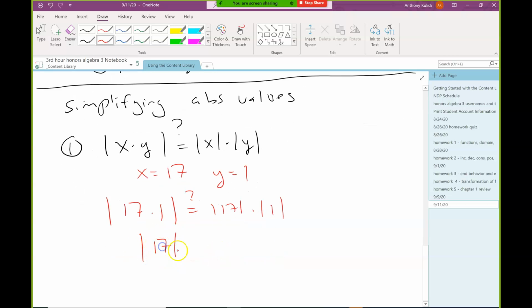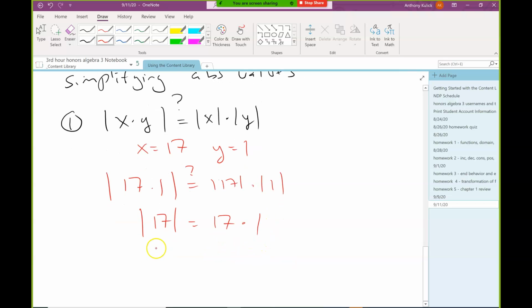Well, 17 times 1 is 17. The absolute value of 17 is 17. The absolute value of 1 is 1. The absolute value of 17 is 17. And 17 times 1 is 17. So it works at least sometimes, right?